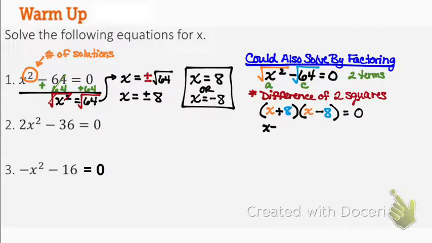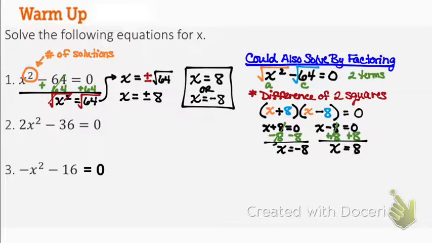And then I take each factor and set it equal to 0. So over here I would subtract 8 from both sides. I get one answer that is what? Negative 8. When I solve the other one, I would add 8 to both sides. And so I get that x is positive 8. I end up with the same 2 answers no matter which method I use. So far, so good? Yep.